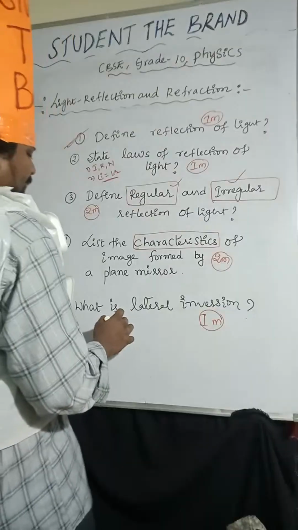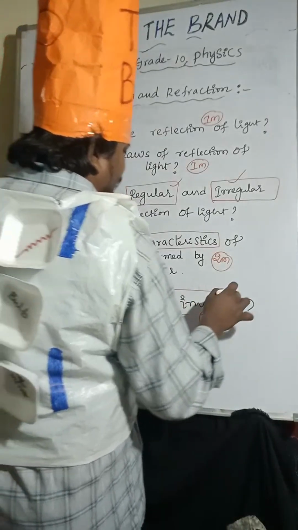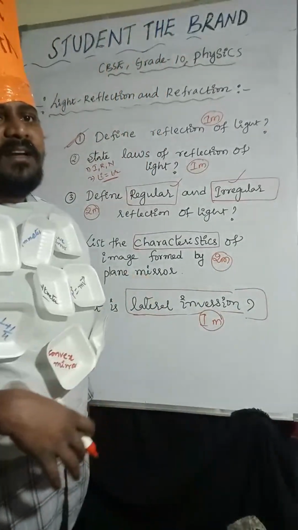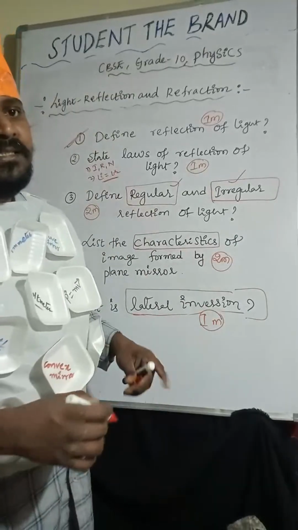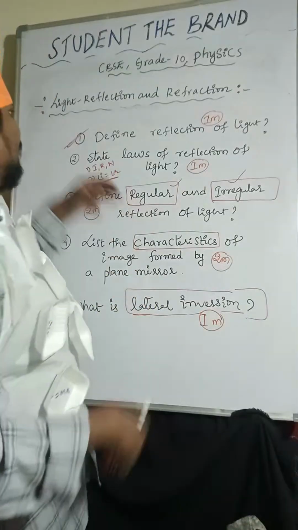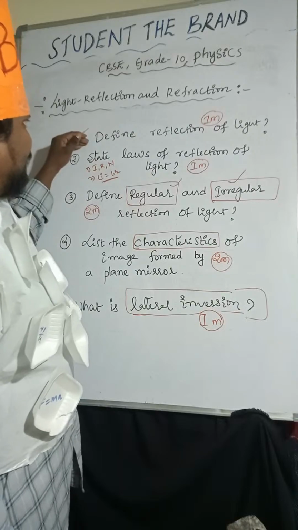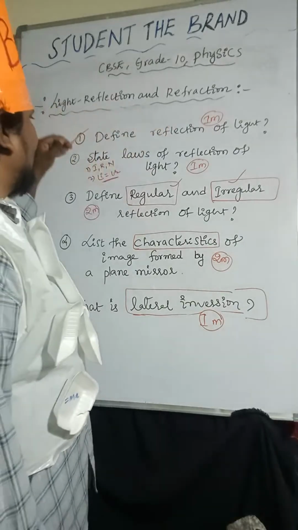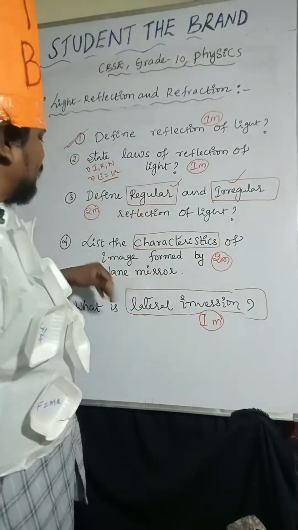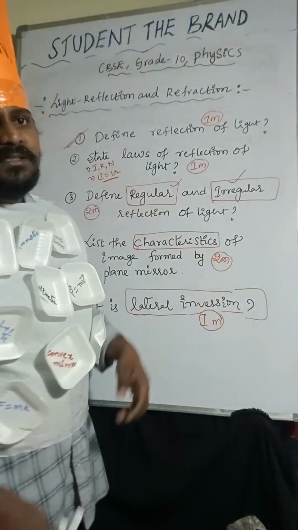Coming to lateral inversion, what is it? Lateral inversion is the phenomenon in which the right side of the object appears to be the left side of the image, and the left side of the object appears to be the right side of the image. This phenomenon is called lateral inversion. I hope it is very clear. So define reflection of light and laws of reflection, regular and irregular reflection, list the characteristics of the image formed by the plane mirror, and what is lateral inversion. These are the questions.